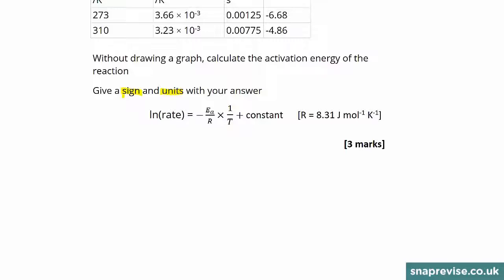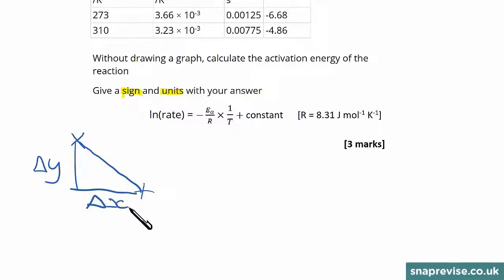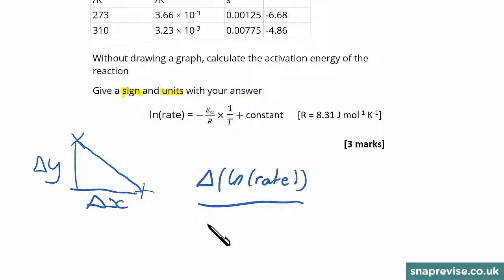If you think about what that would look like plotted out, you'd have the first data point here and the second data point here, and then the line would go through them. If we're interested in the gradient of that line, we're just thinking about the change in y and the change in x. There's no need to draw a graph for this, we can calculate it mathematically. So the gradient of the graph we would be interested in is given by the change in ln rate divided by the change in 1 over the temperature.